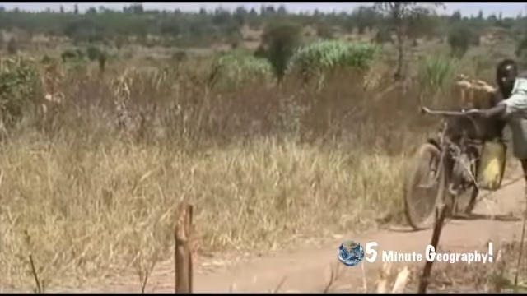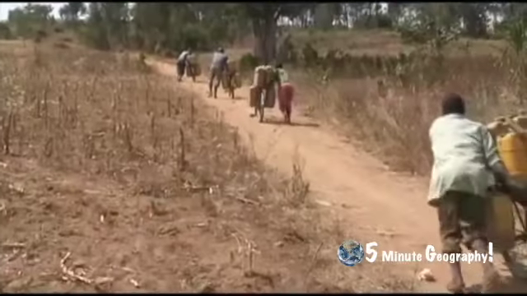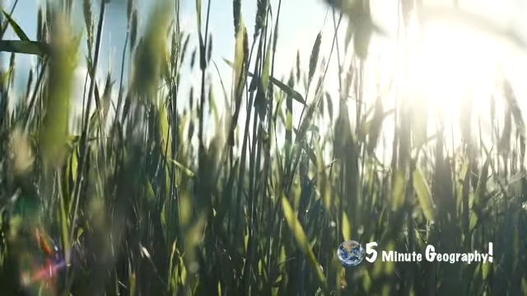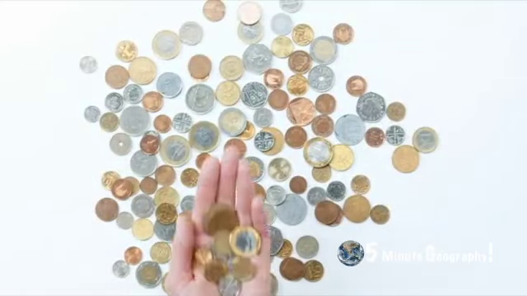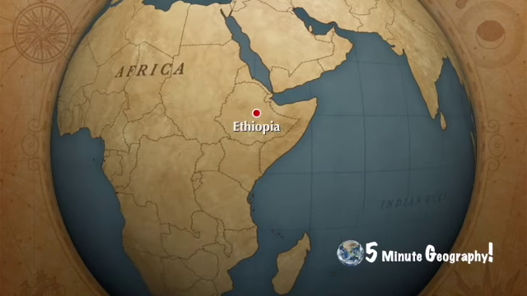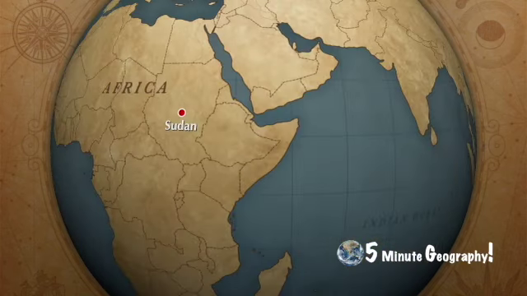They are highly indebted, poor countries due to low interest rates. They tend to grow cash crops in order to simply repay the interest on the loans. Countries within this group would include Ethiopia, Mali, and Sudan.